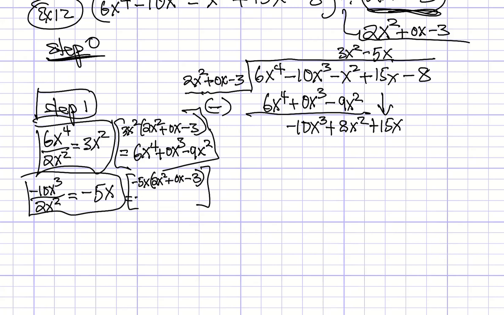What do you get? You get negative 10x cubed, negative 0x squared, and then you get positive 15x. You see that, right? So you put it here, negative 10x cubed and negative x. See, that thing is a space holder. It doesn't do anything, but it helps us keep our position over there. That way we don't get confused.